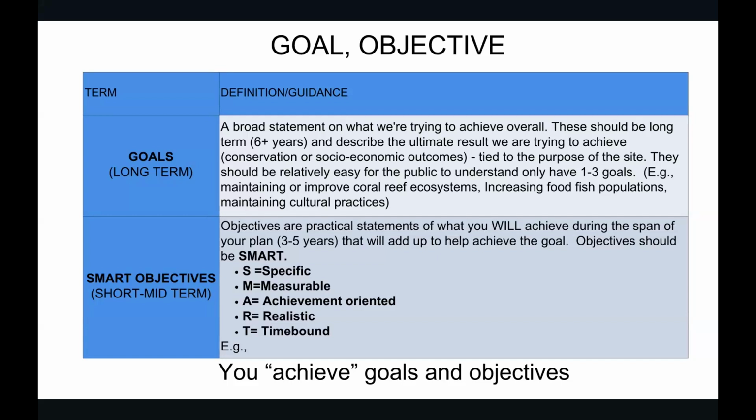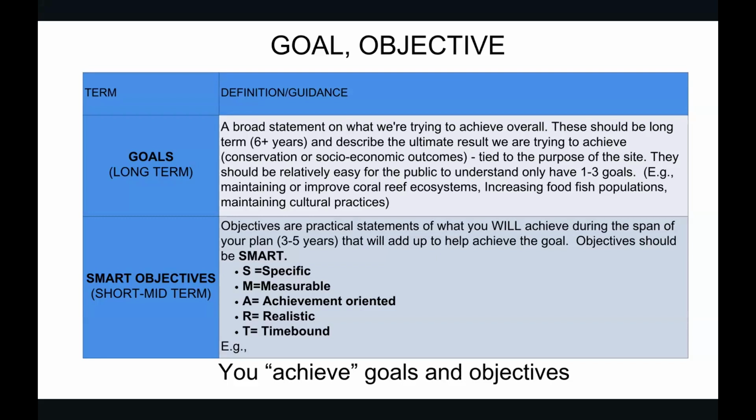We'll just kind of talk about what are the important pieces of it. So first, let's talk about what goals and objectives are. So goals are broad statements on what we're trying to achieve overall. They're more long-term and look at the ultimate results we're trying to achieve.